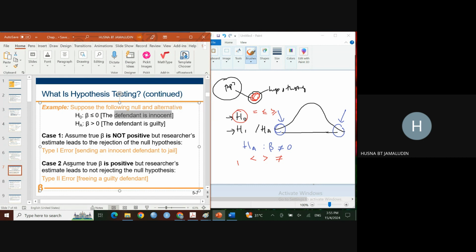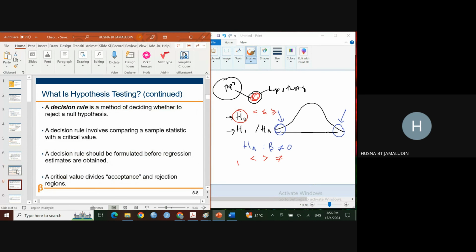Case 2. You assume true beta is positive. So if it is positive, you have to reject H null, right? But you do not reject the H null. It is positive, it is true, so you have to reject H null. So this is the case of type 2 error. It means that you free a guilty defendant. So these are just examples of type 1 and type 2 error. Sometimes when we put beta, you cannot make sense of it, so that's why I put the examples of people to make more sense.